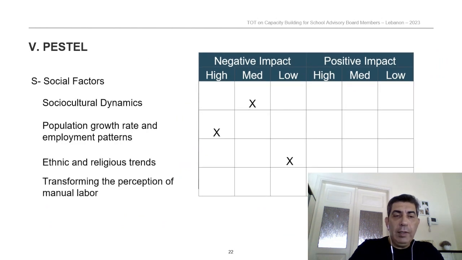Regarding the social environment, I'll present the following four factors: sociocultural dynamics, population growth rate and unemployment patterns, ethnic and religious trends transforming the perception of manual labor. Efforts should be directed to shift the perception of manual labor's value, nurture a professional mindset, and impart ethics and cultural values to trainees for Lebanon's development.